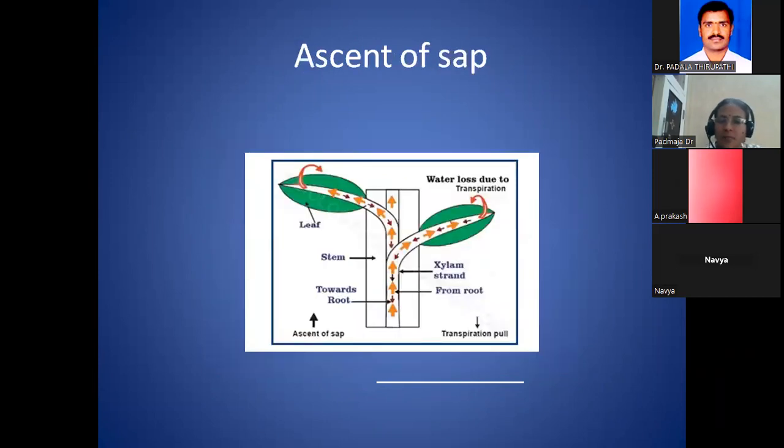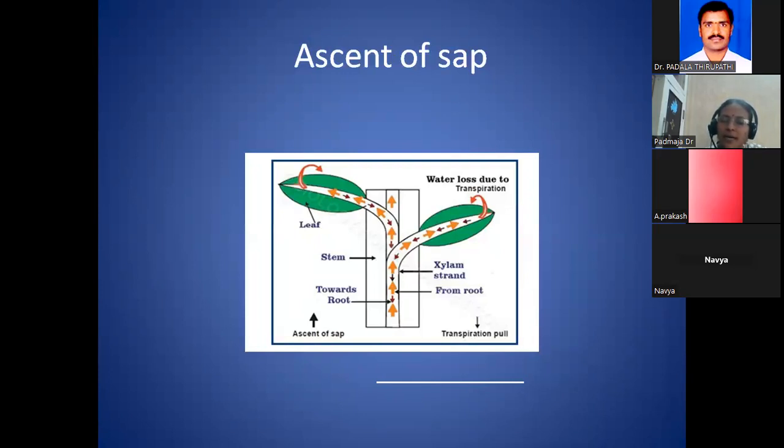And this transpiration pull is also helpful for the ascent of sap. For example, if you see the diagram here, the water is moving from the roots through the xylem to the leaves. Why is this water moving? Because there is a pull. The water is being lost from the aerial parts of a leaf, and this loss of water from the aerial parts of a plant is called transpiration. This transpiration indirectly helps the plant to absorb water against the gravitational force. So it is called the ascent of sap.